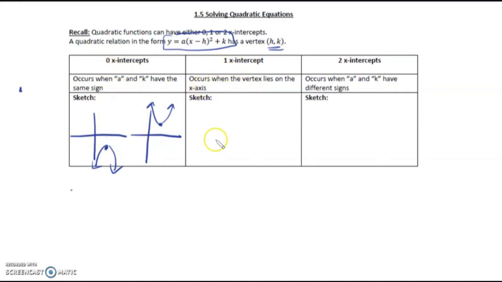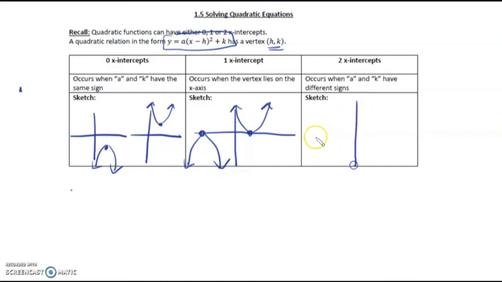When does 1 x-intercept occur? This occurs when the vertex lies on the x-axis. So it lies on the x-axis and opens up, or lies on the x-axis and opens down.